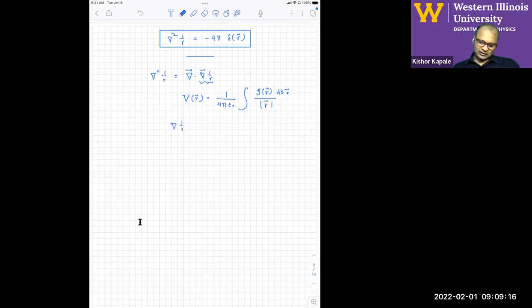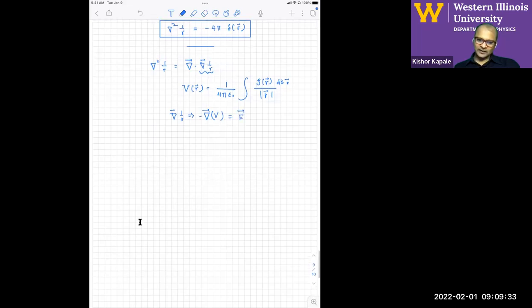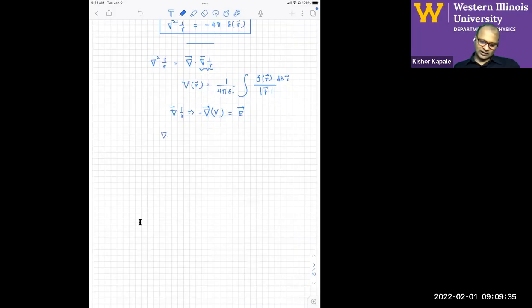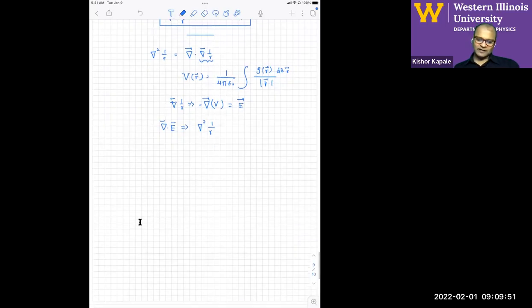The gradient of 1 over R is going to help you figure out the gradient of V. Sorry, the gradient of V is not a vector field; the negative gradient of V gives you the electric field. So when you want to calculate the divergence of the electric field, that gives you something that involves the Laplacian of 1 over R. Then the divergence of the electric field is related through this relation with rho of R, and so there's going to be rho of R times the delta function.